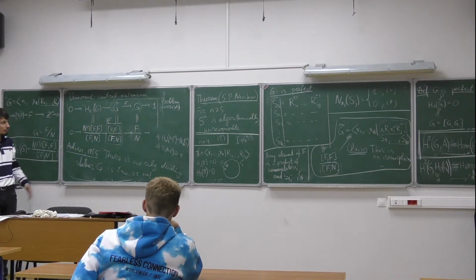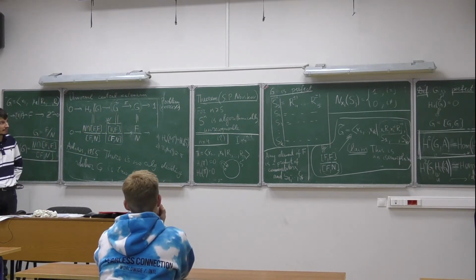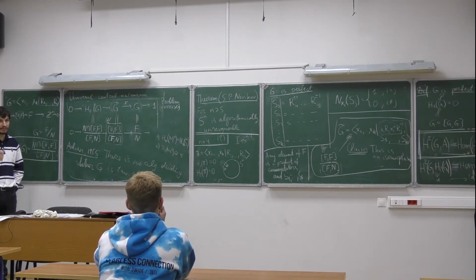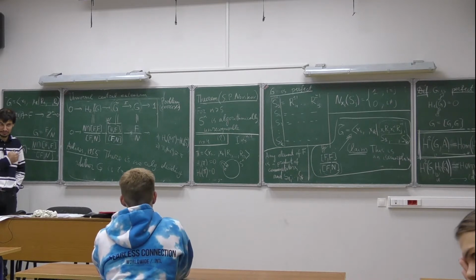Well, and now all these ingredients are enough. Look, assume that you had an algorithm that recognizes whether a manifold is a sphere or not. Then I suggest to you an algorithm which recognizes whether a group is trivial or not.